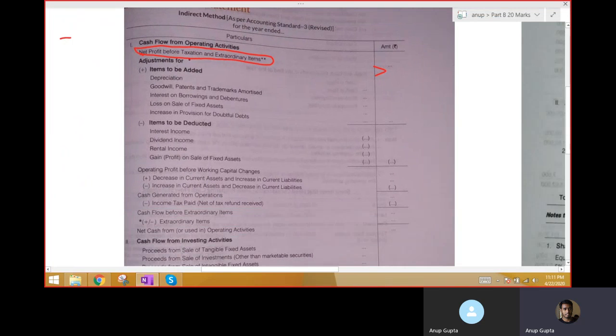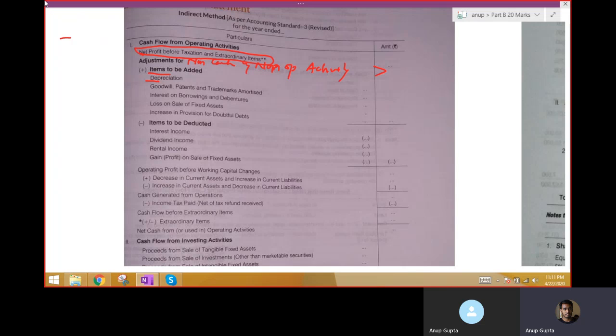Then adjustment for non-cash and non-operating activity. Okay. What are the items to be added? Depreciation. Why will depreciation be added here? Because depreciation was subtracted while calculating net profit. So from the gross profit, depreciation was subtracted. Okay, but actually there was no cash outflow. Therefore, we add it back now to find the correct net profit.